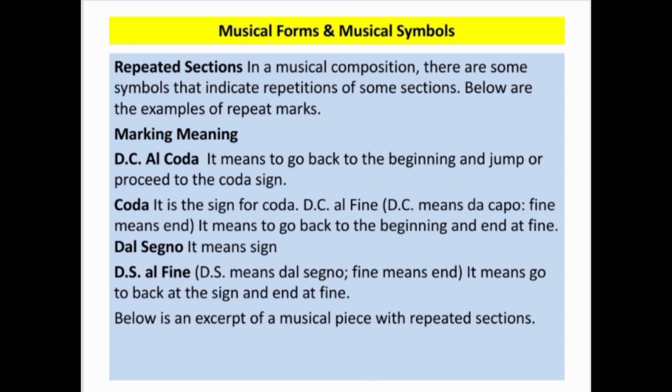DC al fine. DC means da capo and fine means end. It means to go back to the beginning and end at fine. Dal segno. It means sign. DS al fine. DS means dal segno and fine means end. It means go back to the sign and end at fine. Below is an excerpt of a musical piece with repeated sections.